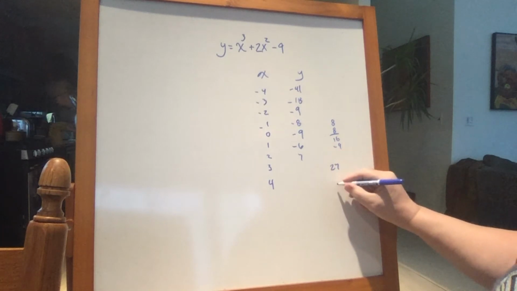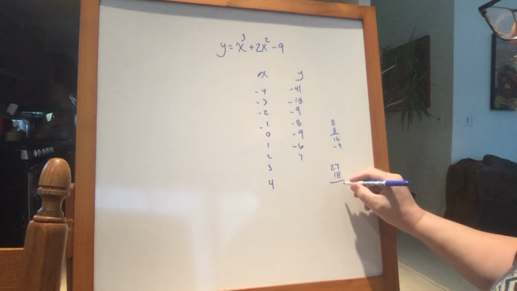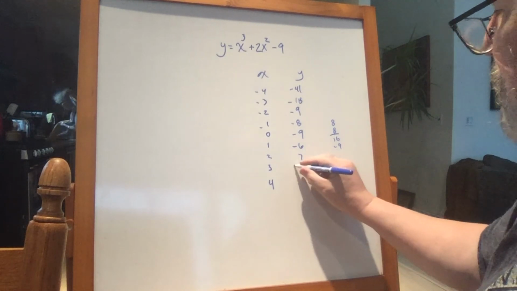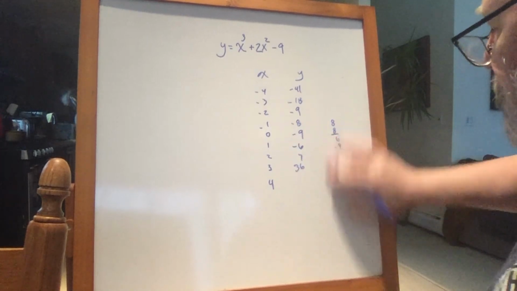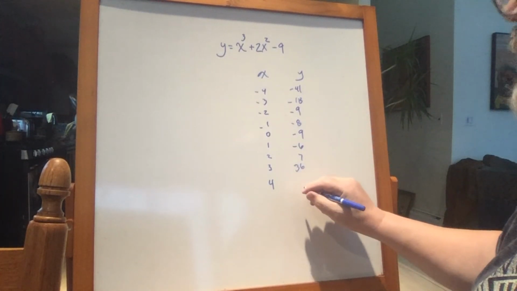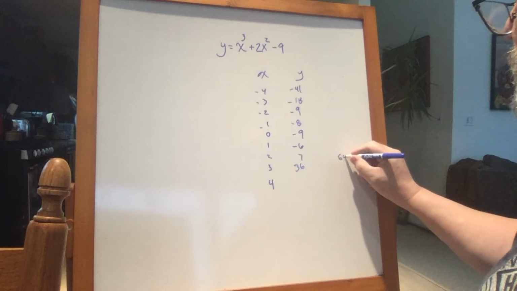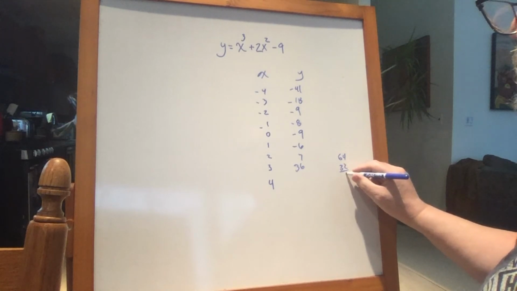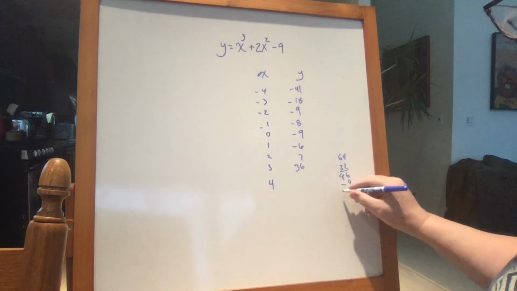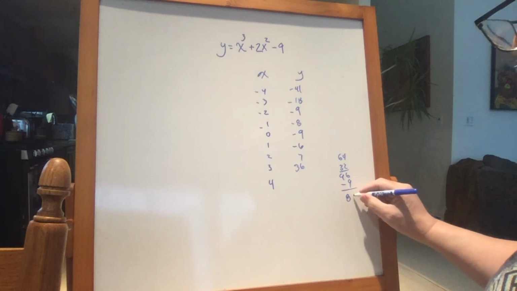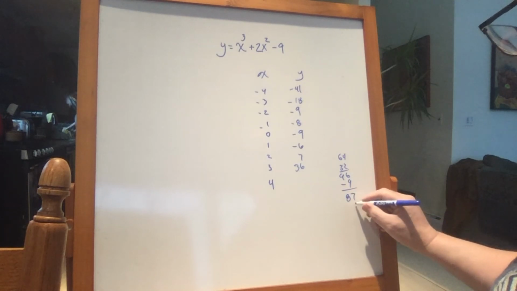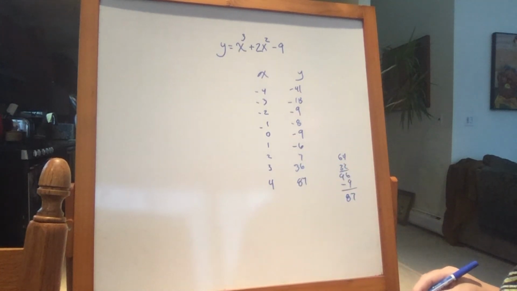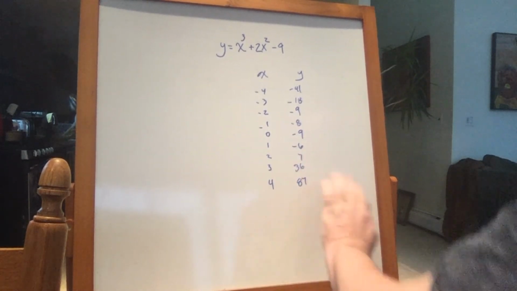27. 9, 18. Minus 9, so that's 27 plus 9, 36. And one more, and that is 64. 16 times 2 is 32. 6, 9 minus 9, that's like 80, what, 7? Yeah. 87. So that's a big number. This function goes up fast.